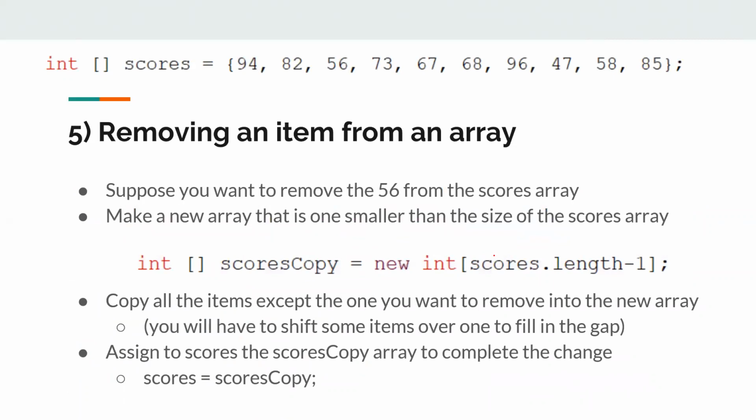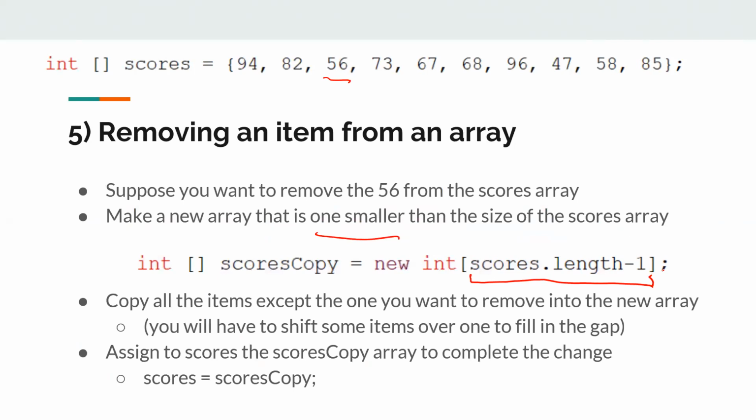Now, number 5, you're asked to remove an item from an array, and that's sort of an interesting problem. Suppose we want to remove the 56 from the array. You have to make a new array that's going to be one smaller than the size of the scores array, because it's going to end up with one less item in it, right? So this should be kind of fun to solve. If you want to remove the 56, you're going to have to make scores copy equal a new int with scores.length minus 1 as size. See that? So that you have one less item in the array.